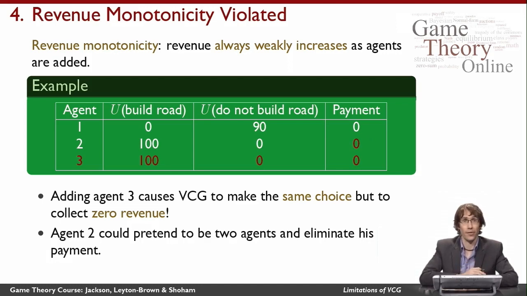Another way of seeing why this could be a problem is that agent 2 could pretend to be two agents if he was able to submit a bid to the mechanism under a false name, and if he could do that, he could eliminate his own payment. So with the problem with collusion, we've seen that if two agents can kind of behave like one agent in VCG, we've got a problem. Here we see that if one agent can behave like two agents, we've also got a problem.